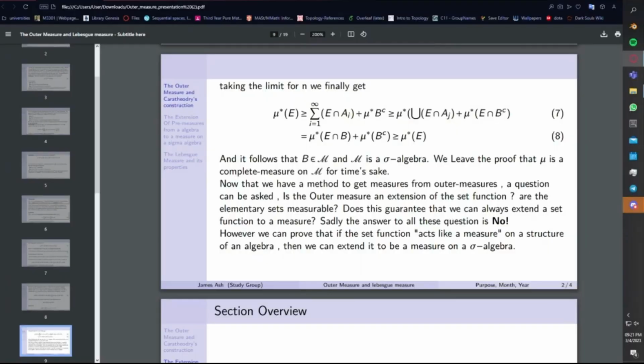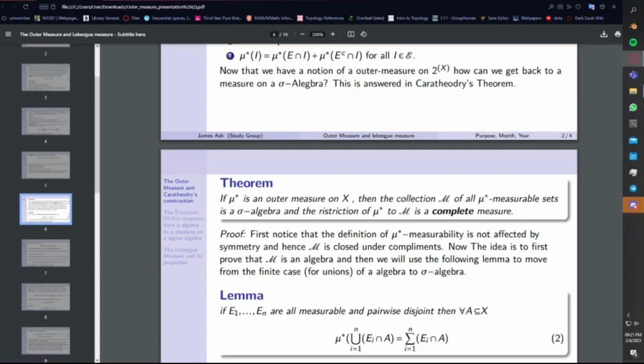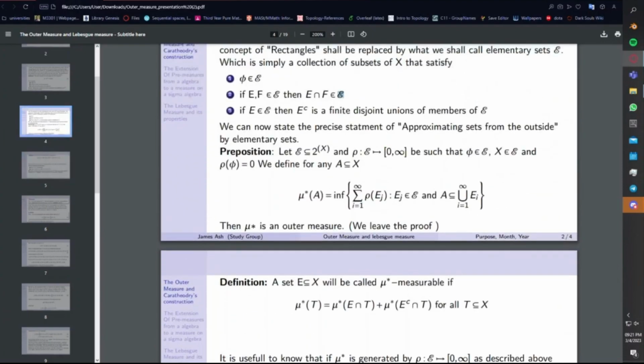So after this result of Carathéodory theory, which tells us that the measurable sets form a sigma algebra, and conveniently, this measure is complete, how do we exactly use this knowledge in order to get a measure? Or more importantly, if we pick any random set function, do we guarantee that this outer measure is going to extend it? If we take this measure restricted to the mu star measurable sets, is it going to be an extension of the set function? Or are even the elementary sets measurable? Well, one can expect them to be measurable, but that's not always the case.